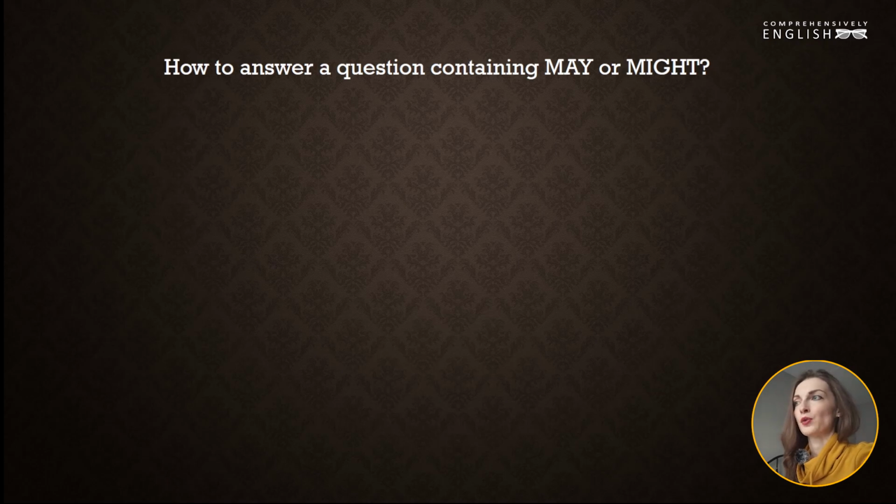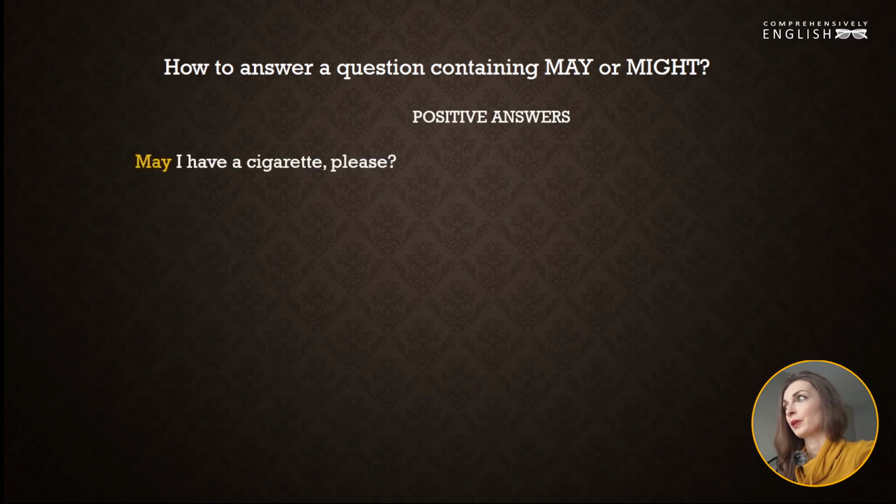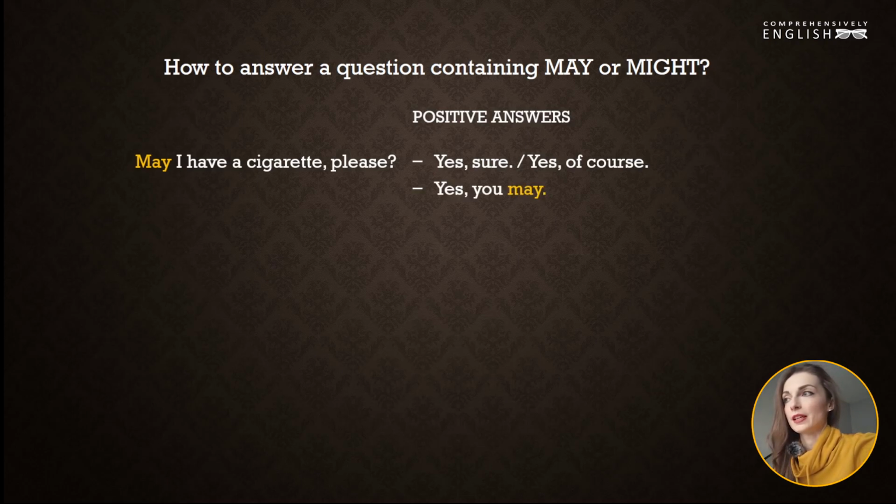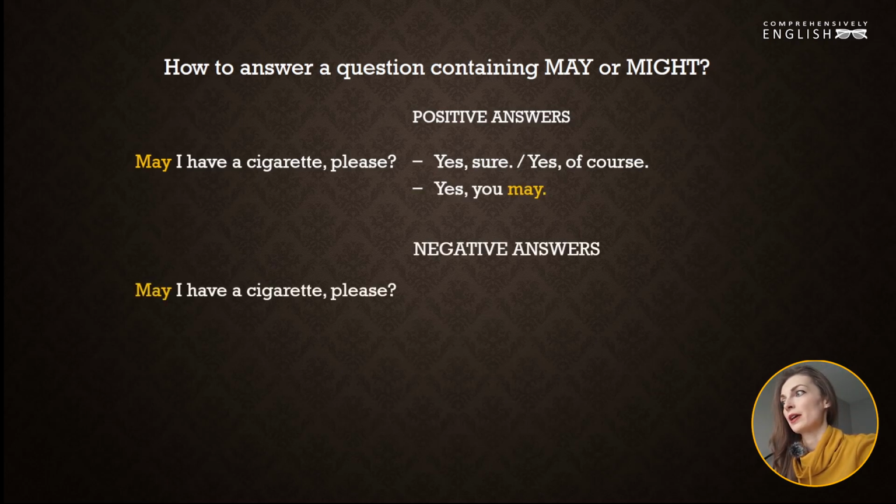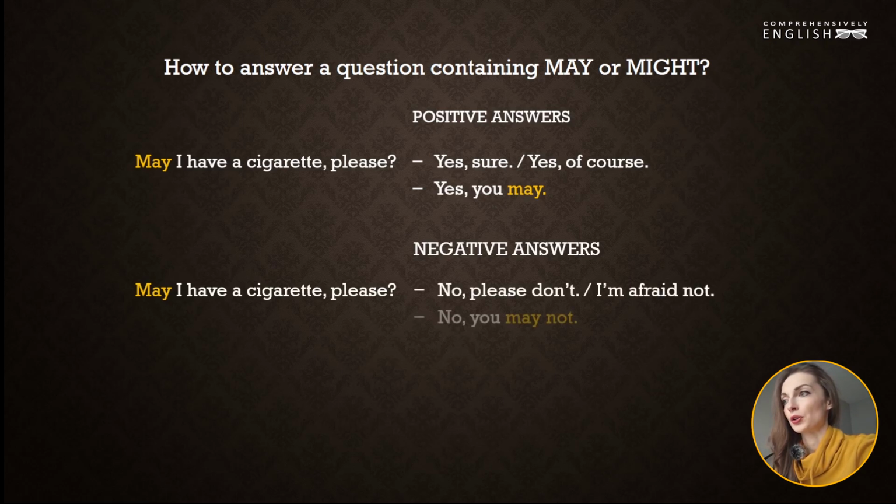How to answer a question containing may or might. As we can ask for permission to do something with the help of these modals, we should also know how to answer this request. What if we want to give a positive answer? May I have a cigarette, please? We can say, yes, sure. Yes, you may. And if we want to give a negative answer, we'll say, no, please don't. I'm afraid not. You may not.